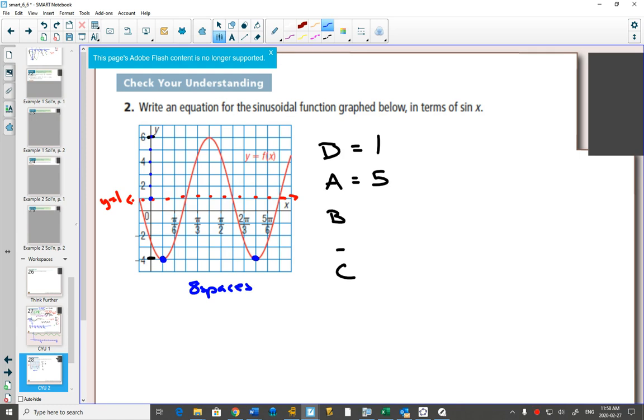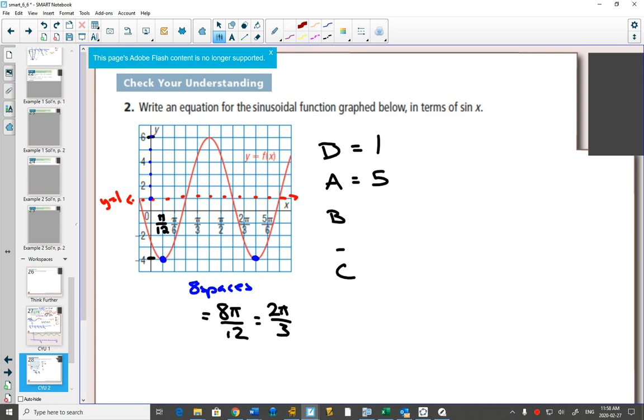If I look at my equation here, can you see that one space is half of pi over 6, which would be pi over 12? 8 spaces would equal 8 pi over 12, which reduces to 2 pi over 3.